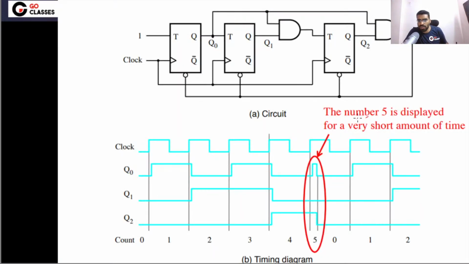Please tell me. So you can notice the number 5. What will happen to the number 5? The number 5 is displayed for a very small moment, for a short moment of time.